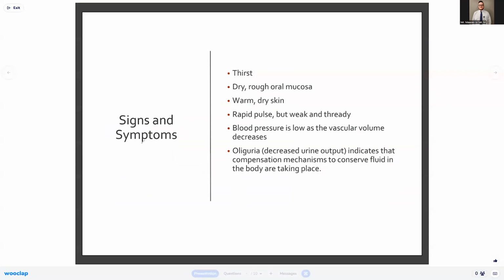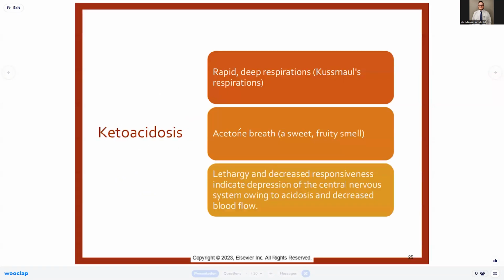That means that our body's trying to compensate, but may not be able to keep up. And then there are things that are specific to DKA. One thing you need to know for DKA, because when you hear these on a test question they're always trying to get you to DKA, is Kussmaul's respirations. These are rapid, so a really fast rate, but very deep respirations.